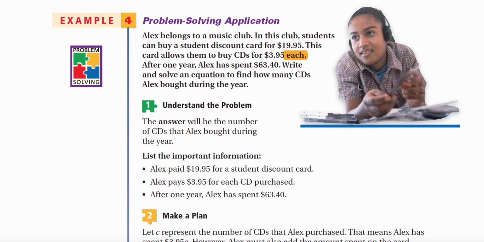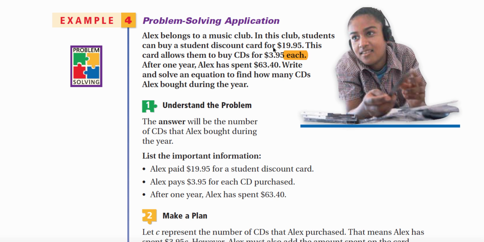All right, let's look at the third sentence. This card allows them to buy CDs for $3.95 each. There's that word each. If you go back to the Dory problem at the beginning of the previous lesson, since CDs are $3.95 each, $3.95 is a rate. It's a multiplier. So whatever our variable is, we're going to multiply it by $3.95. Whereas the discount card, $19.95, we only have to buy 1 of those. So in other words, $19.95 is only going to appear 1 time in the equation.